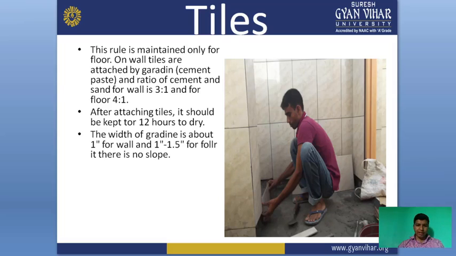On wall, tiles are attached by gradient, means cement paste, and the ratio of cement and sand for wall is 3:1, means 3 bags of sand and 1 bag of cement, and for the floor it is 4:1. This rule is not maintained, but it is also applied for floor. After attaching tile, it should be kept for 12 hours, means when we fix the tile, it should be kept for 12 hours for drying. The width of grade line is about 1 inch for wall and 1 by 1.5 for floor if there is no slope.